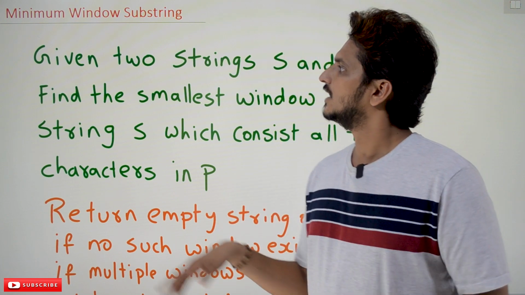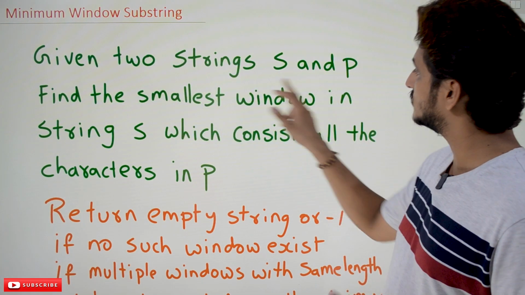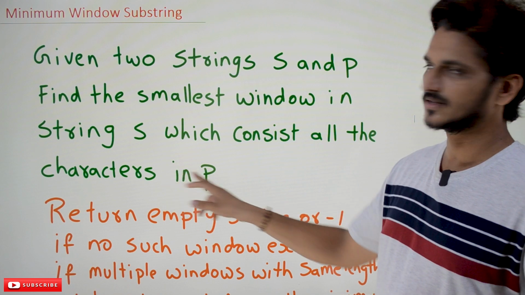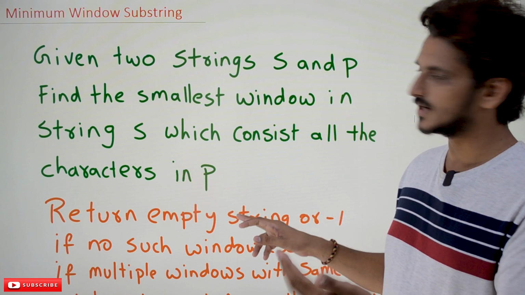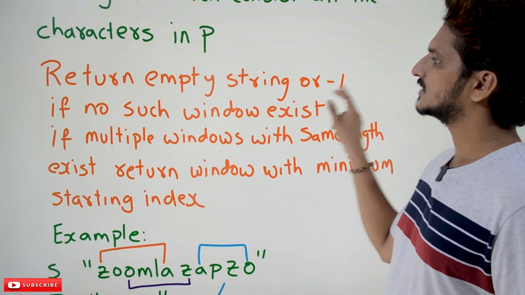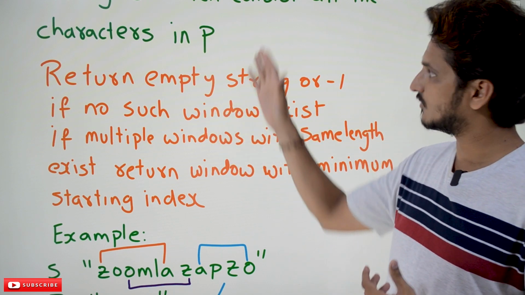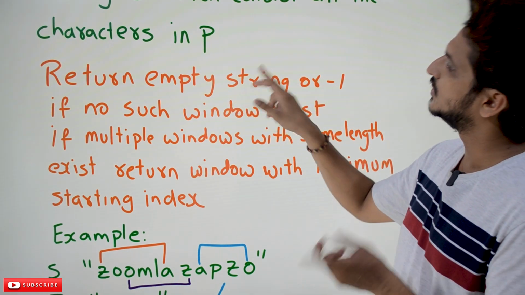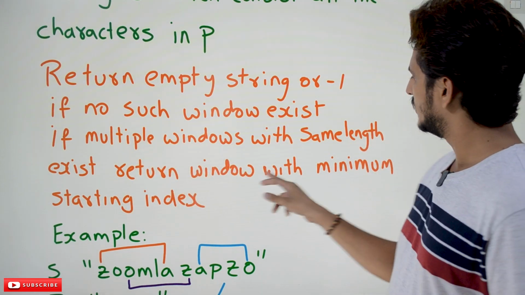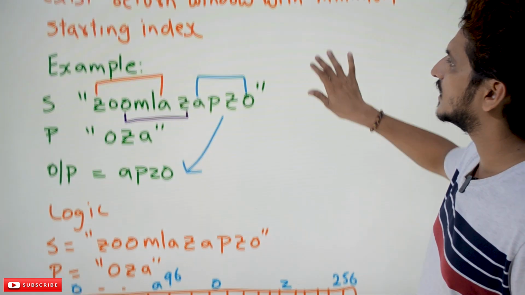Coming to today's class, the question is: given two strings S and P, find the smallest window in string S which consists of all the characters in P. With an example you are going to understand it better. The next statement they have provided is to return an empty string or -1 if no such window exists. If you don't find any window satisfying the required conditions, you have to display an empty string or -1. If multiple windows with the same length exist, return the window with the minimum starting index. So these are the note conditions.